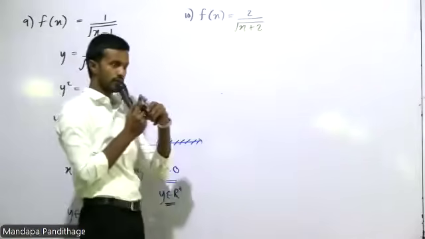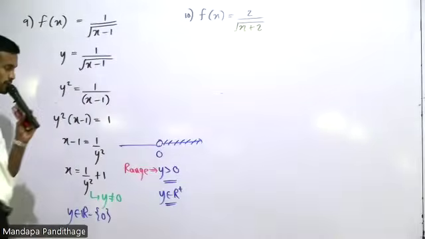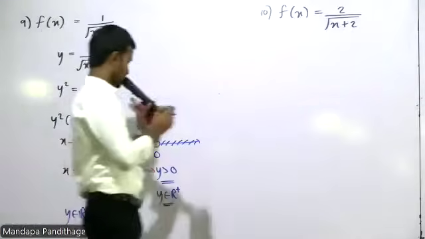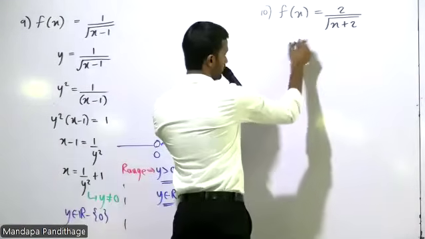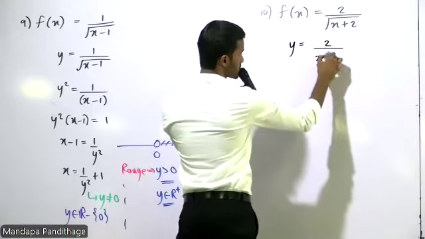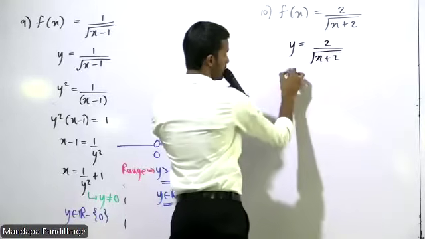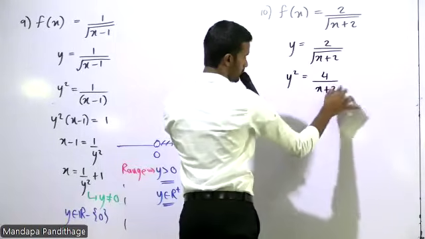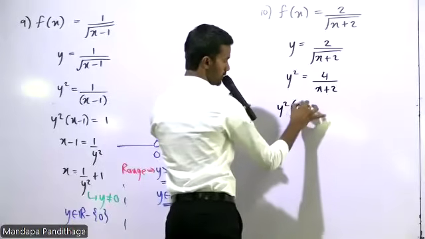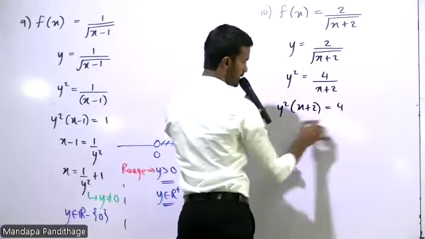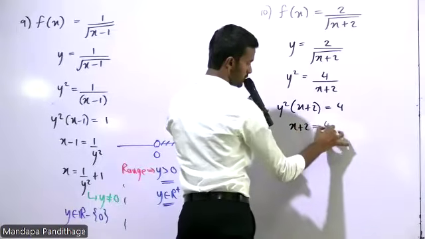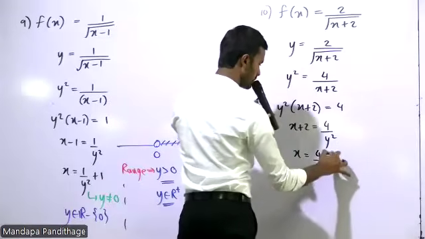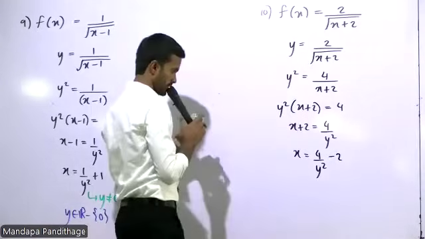The main thing here is we need to subject x properly and then write the final answer. Okay, so same thing in the second one. y is equal to square root of 2 over x plus 2. Now when you square this, you get y squared is equal to 2 squared, which is 4, over x plus 2. So y squared times x plus 2 is equal to 4. I need to subject x. So x plus 2 is equal to 4 over y squared, which means x is equal to 4 over y squared minus 2. So I have subjected x here.